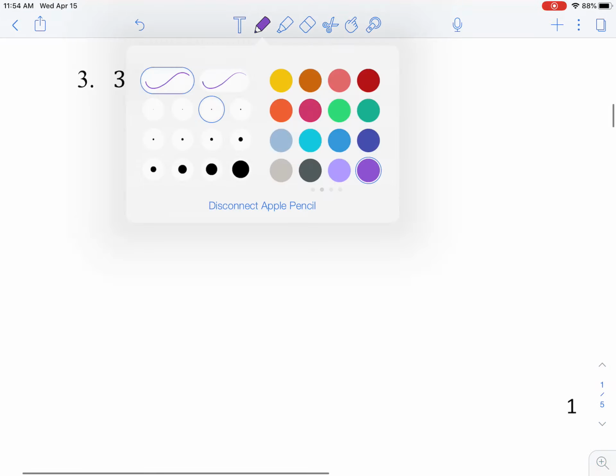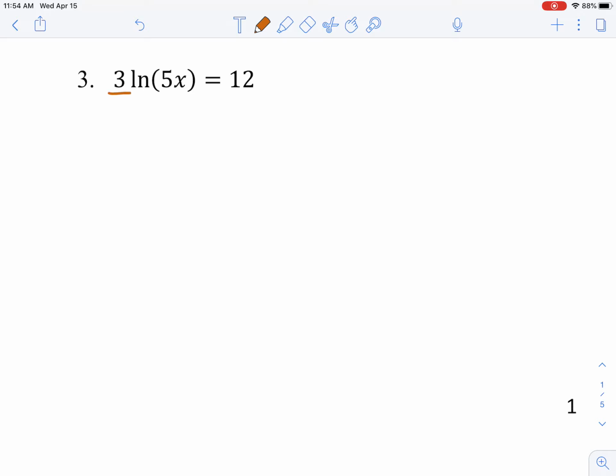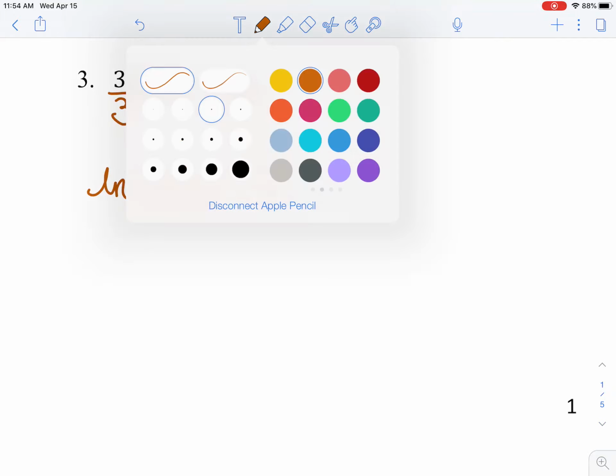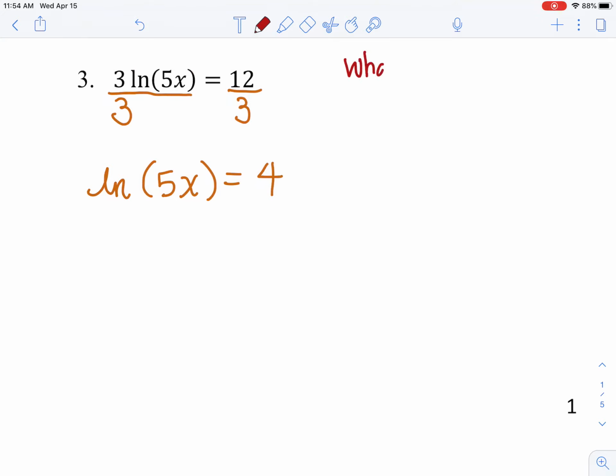Now, it looks like the log expression was almost isolated, but there is something in front of it, isn't there? Well, there's a 3 in front of it. So before you start, first divide both sides by 3. Then you will have natural log of 5x equals 4.